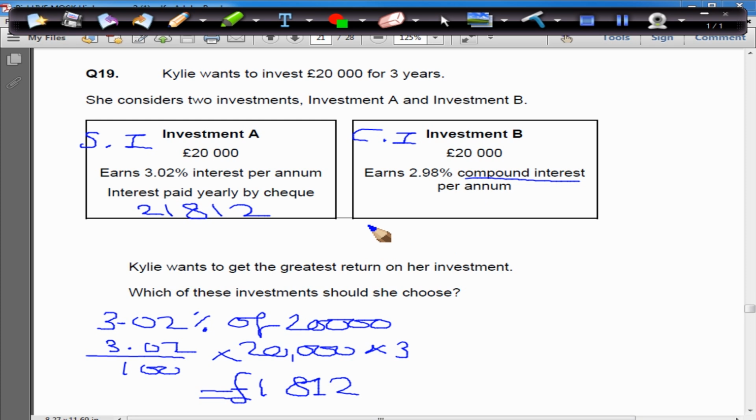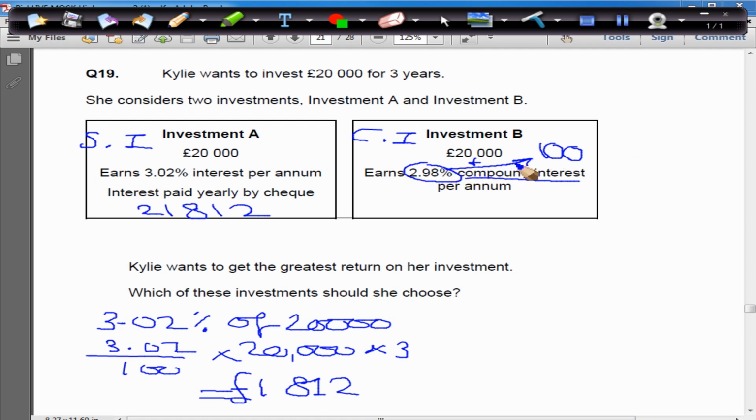The next one is compound interest. So now 2.98% is added onto the original percentage. The original percentage of the full amount is 100. Where did the 21812 come from? Because I got 20,000 here, the original investment, and then I added onto it how much you made extra. So £20,000 add 1,812 gives you 21,812. Okay? So now you have 2.98% compound interest.